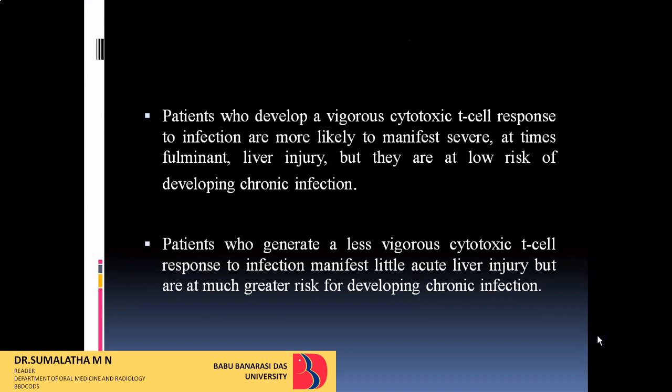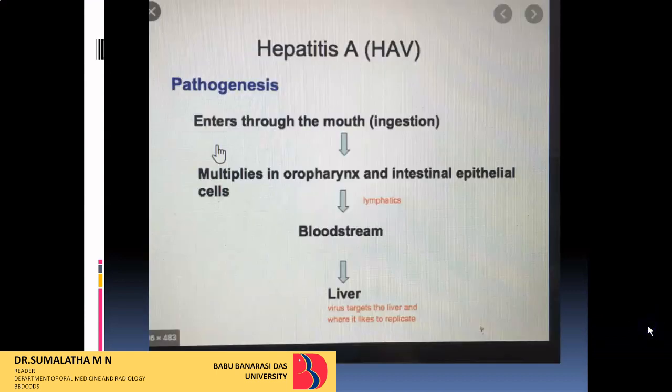The patients who develop a vigorous cytotoxic T cell response to infection are always more likely to manifest severe, at times very fulminating, liver injury, but there is a low risk of developing chronic infection. But the patients who generate a less vigorous cytotoxic T cell response to the infection manifest very little acute liver injury, but are at a greater risk for developing chronic infection.